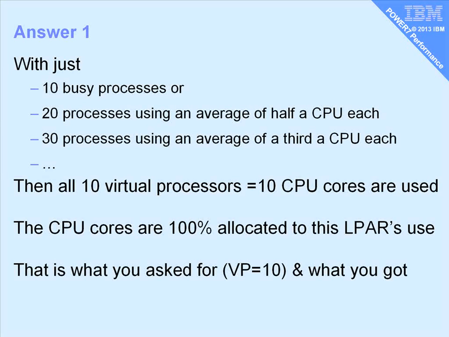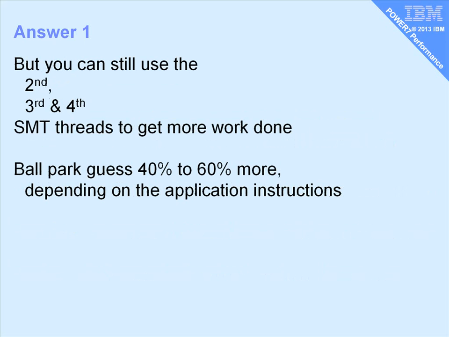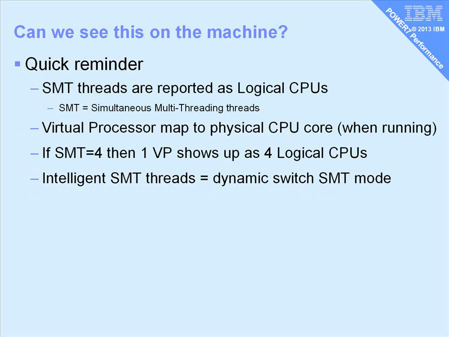So what's the effect of those SMT threads? Well, you can still allocate more processes to them and get more work done. Of course, they are not more cores, they are time sharing, cooperating and using the instruction units inside the same core. And as a ballpark figure of how much extra work you can get done, 40 to 60%. Very, very difficult to predict. It depends on the application instruction streams inside those processors. And there's no real way of diagnosing that apart from running it and seeing what happens. Well, can we actually see this on the machine? Well, yes we can, and we'll do that in a second.